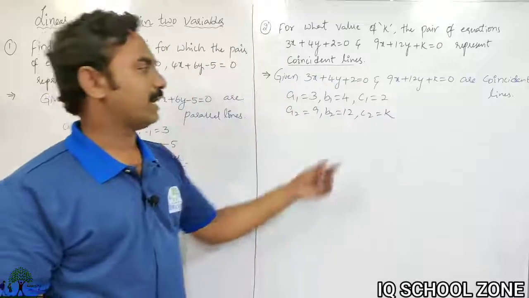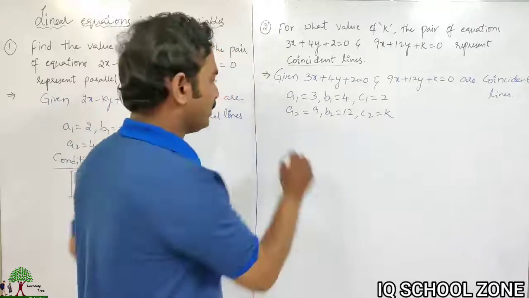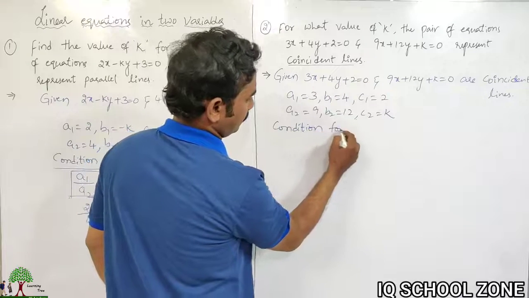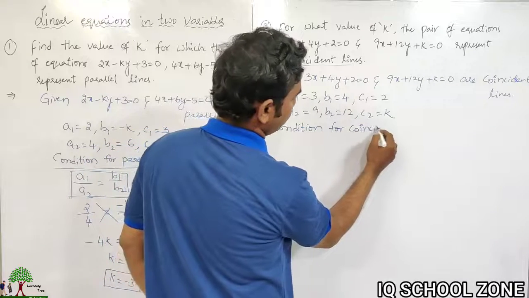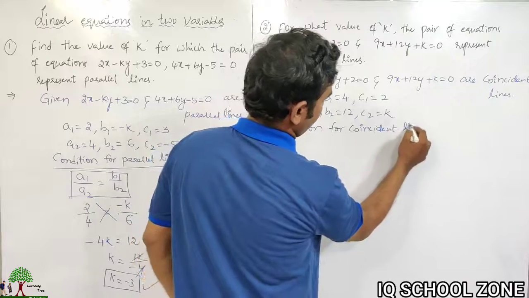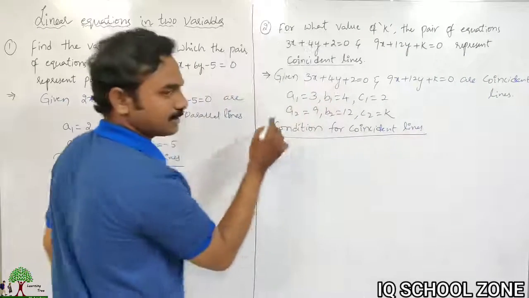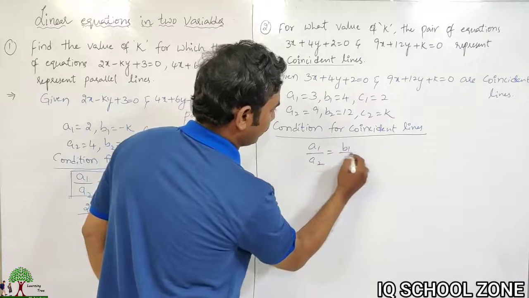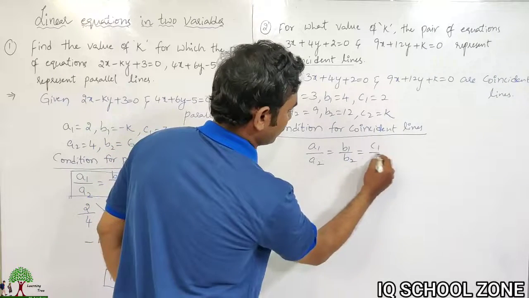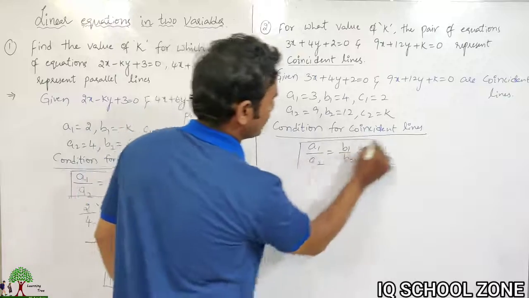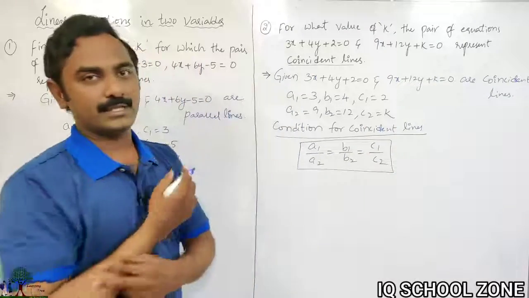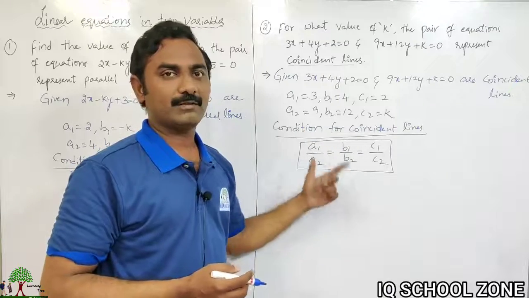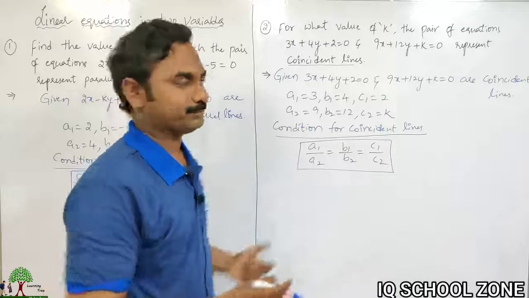Now we have to find out the value of k here. The condition for coincident lines is A1 by A2 is equal to B1 by B2 is equal to C1 by C2. This is the condition for coincident lines. We have all the values, so you can substitute here, then you easily get the value of k.